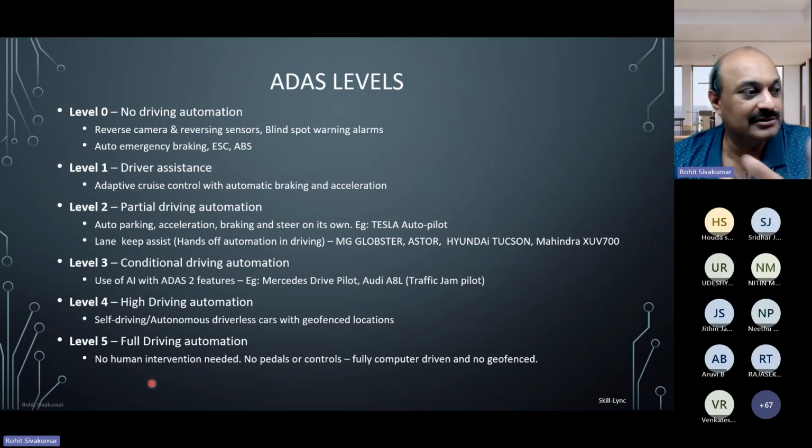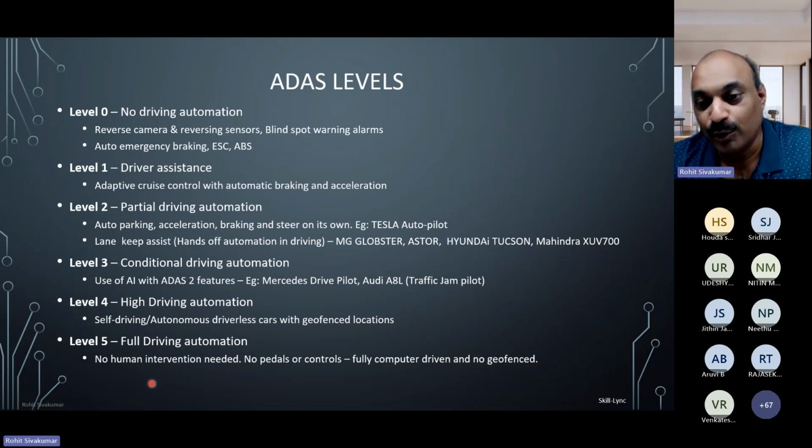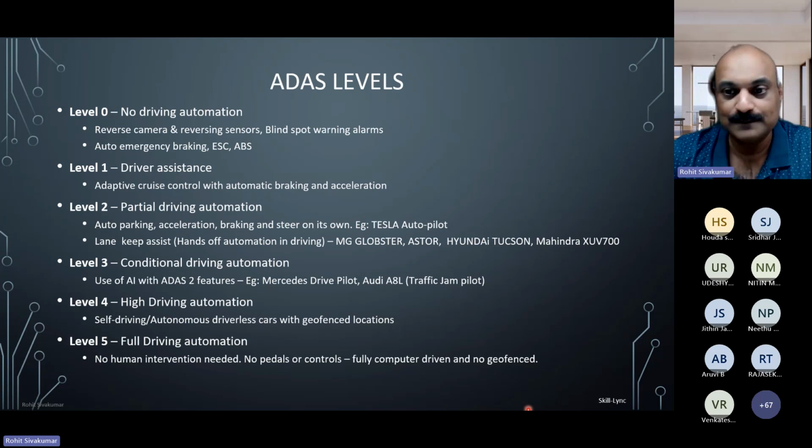So these are still in research phase. There is no such guarantee as on date that it would go without any accidents. There are still glitches around. But broadly speaking, ADAS is categorized into these 6 levels, level 0 to level 5.